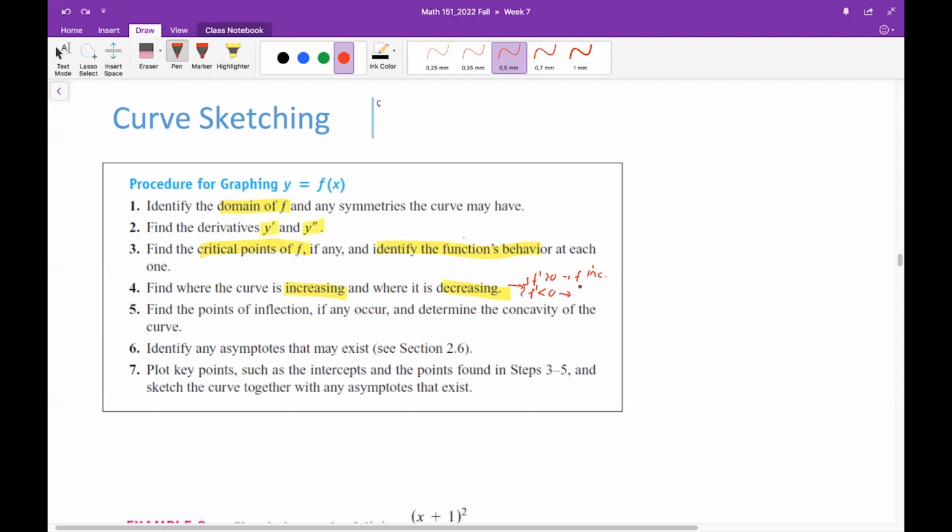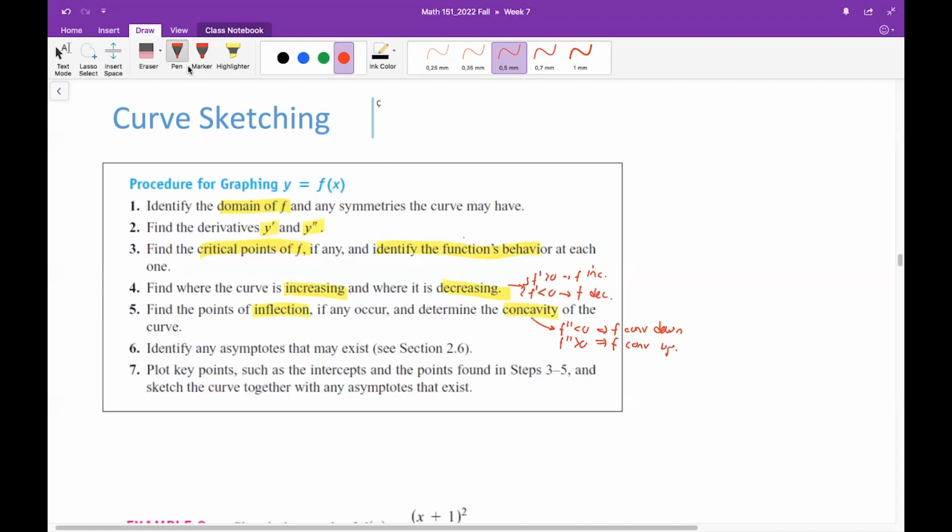If the first derivative is negative, then the function is decreasing. Next, we will try to find inflection points if there are any, and determine over which intervals your function is concave up and down. And this information comes from the second derivative. If the second derivative is negative, the function is concave down. And if the second derivative is positive, your function is concave up.